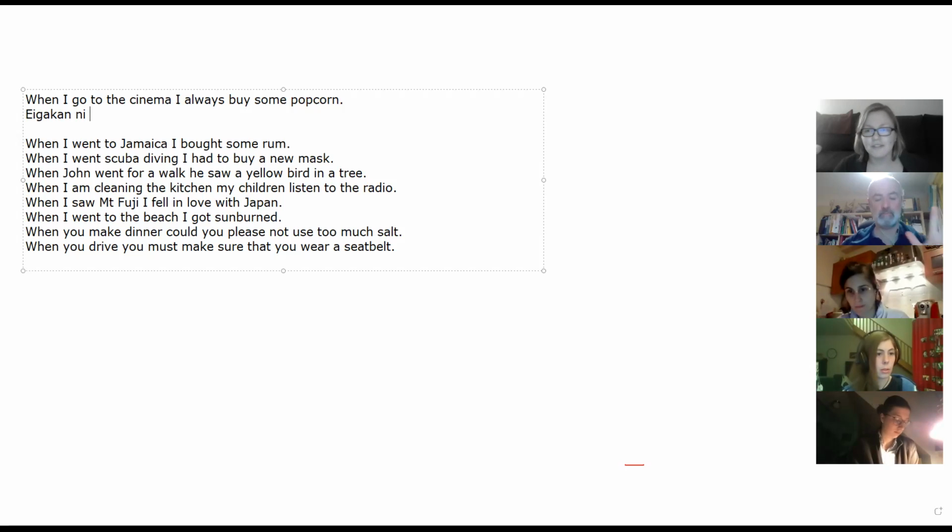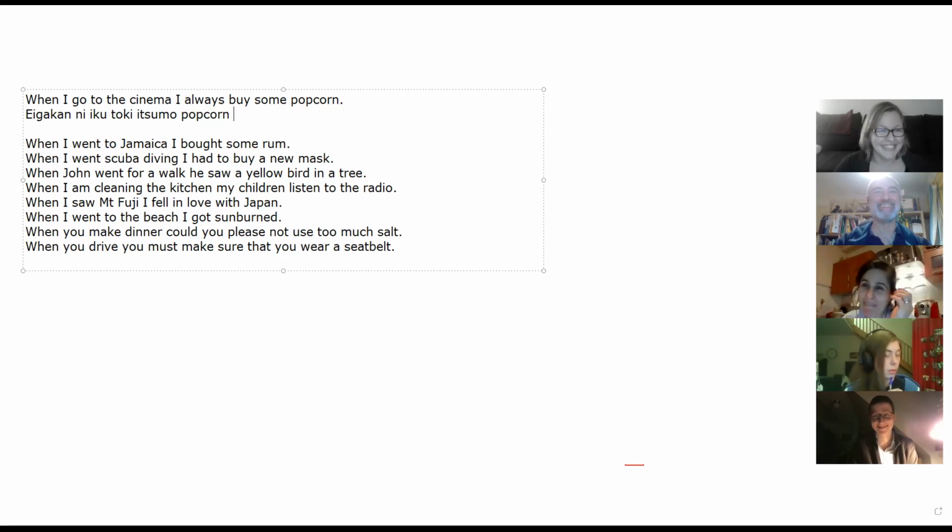Yeah, when it's just the first one, Eigakan ni ikutoki. Ikutoki, yeah. Okay. Itsumo popcorn kaimasu. Kaimasu is good, but I'm now instigating the "all particles must be right" regulation. Otherwise, you have to punch yourself in the face. Yeah, sorry.